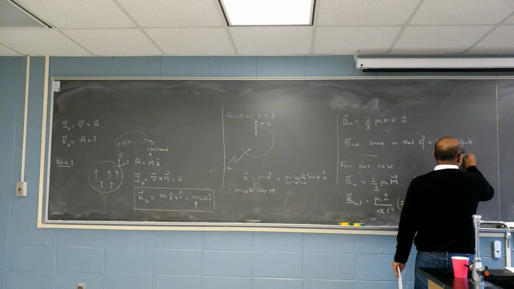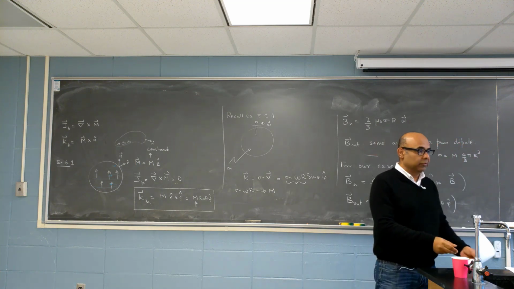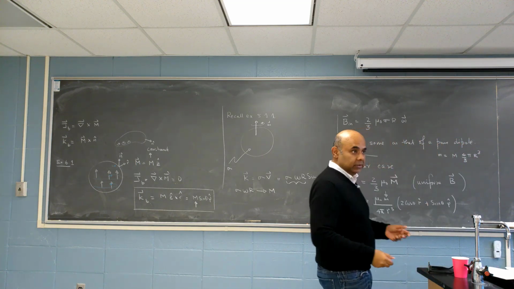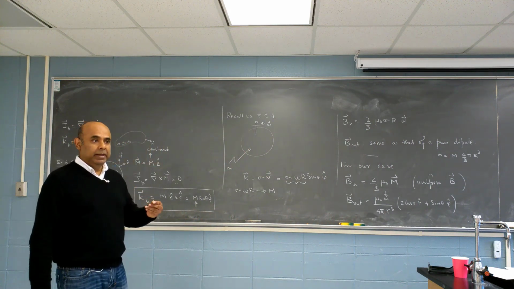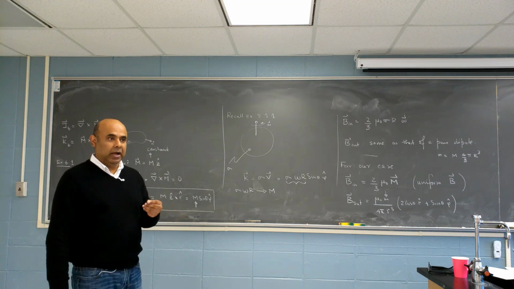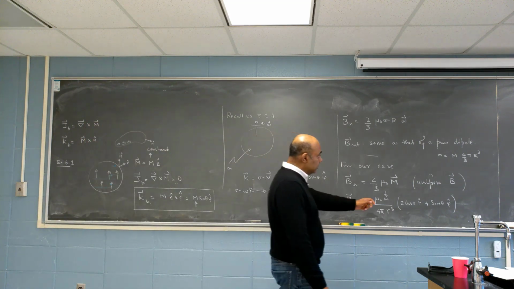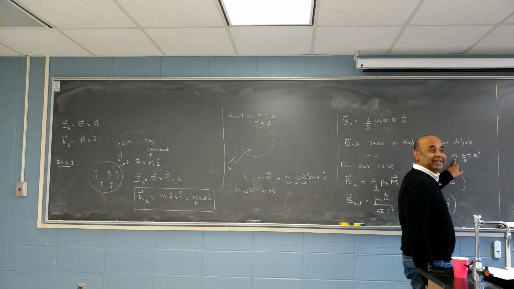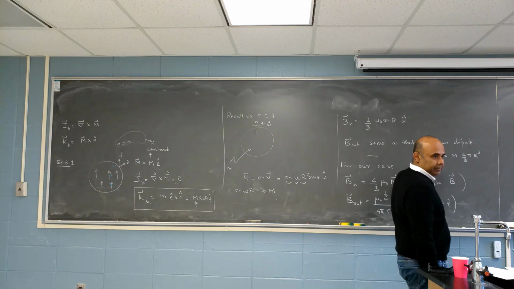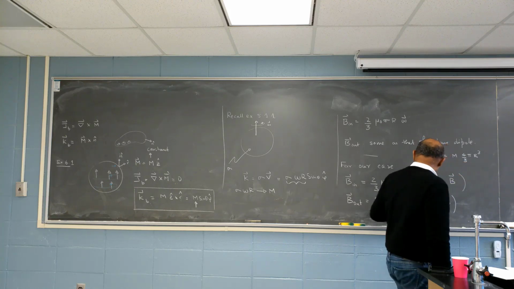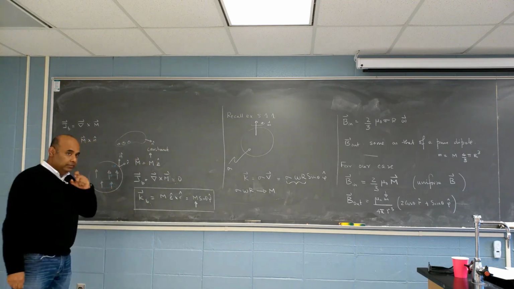4/3 pi r cubed. Just re-emphasizing the relationship between m, lowercase m, and uppercase M. Uppercase M is magnetization per unit volume. In this case, it's uniform, so if you multiply that by the volume, you get it. So if I take this and place it here, that would be the answer to this problem.